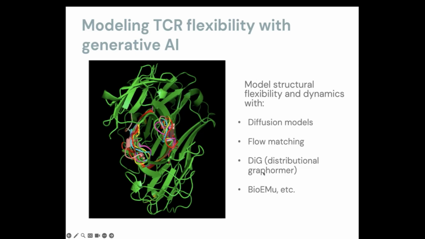So we are right now investigating other generative approaches such as flow matching, which uses similar principles. It's based on denoising, which may be used to sample protein structure from noise. But the sampling is much more efficient, so it's computationally faster.